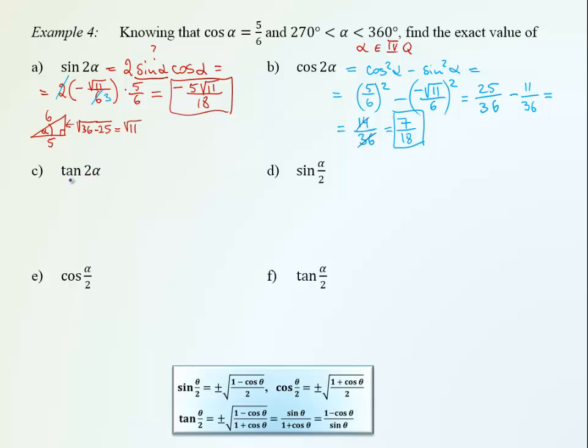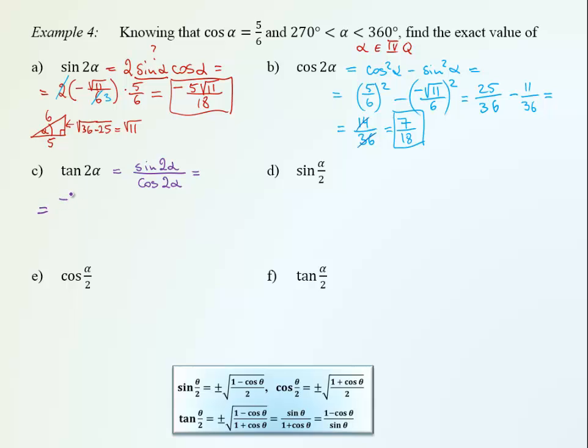Okay, how do we calculate tangent double angle? Well, we can follow the formula for tangent double angle, but we can also use the previous values because we know that tangent is the same as sine double angle over cosine double angle, and both of these values we already have. So let's make use of it.